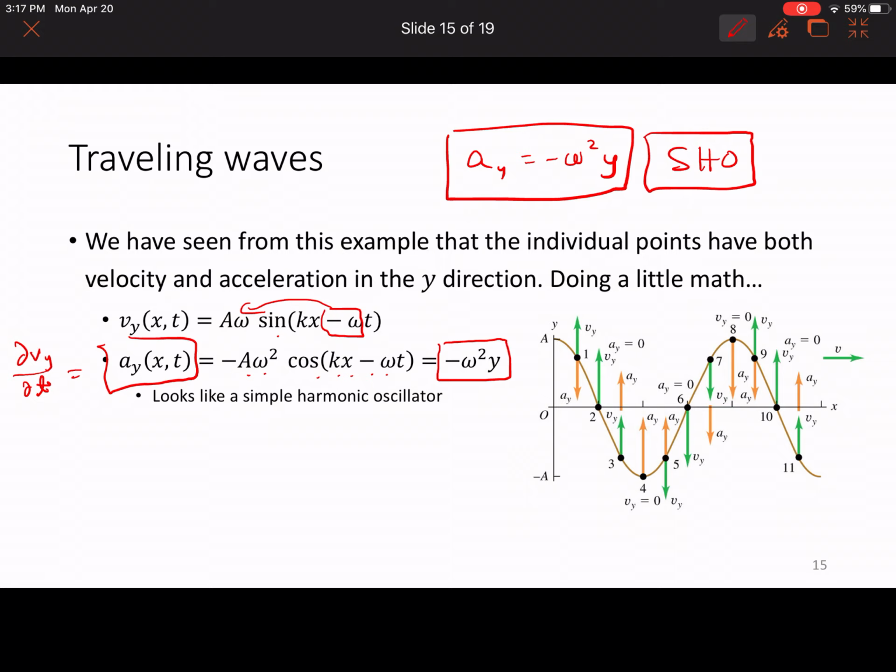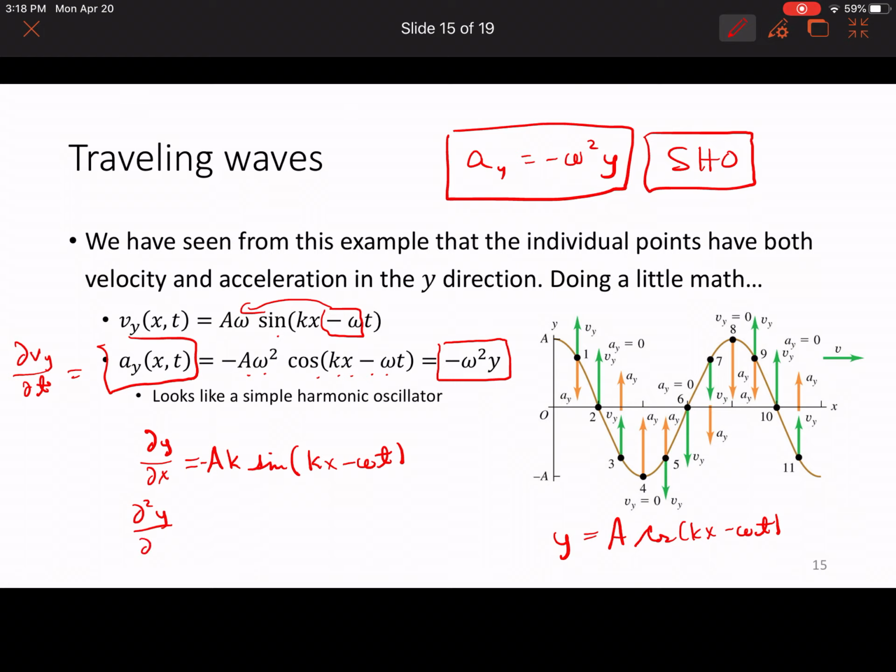So again, at any spatial point x, waves behave like a simple harmonic oscillator. Now the different thing that I can do with a wave is I can take a derivative with respect to x. So for example, I could take the derivative of y with respect to x if I say that y is equal to A cosine of kx minus omega t. And that's not too bad. I get A times k, derivative of cosine is negative sine, so I get negative A k sine of kx minus omega t. I take another derivative.